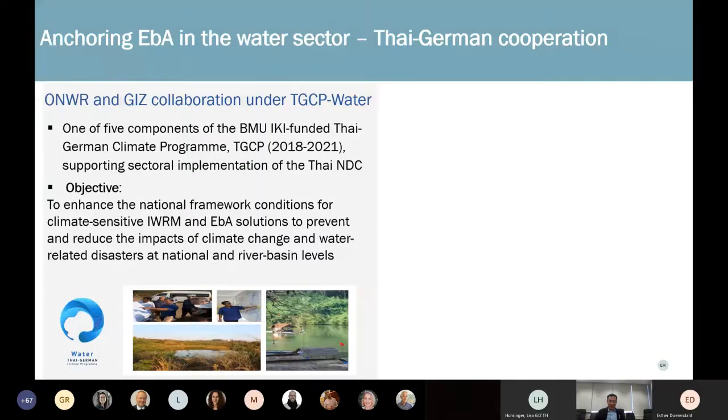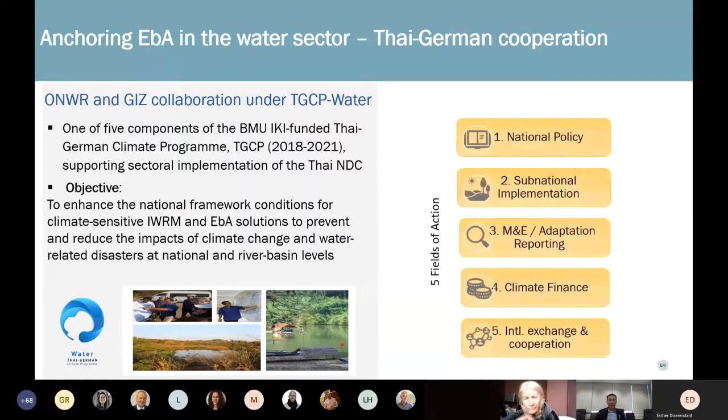Under the water component of the Thai-German climate change program, UNWR is collaborating with GIZ on 5 fields of action. Every field of action fosters the integration of EbA into existing processes of water sector policies and planning. For national policy development, the cooperation promotes the integration of climate-sensitive IWRM and EbA into national water management strategies and plans.